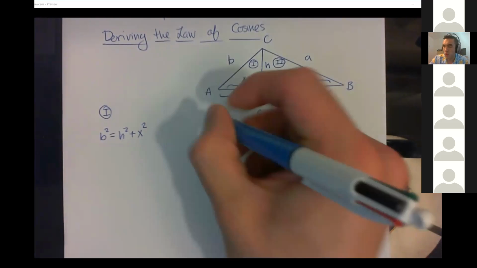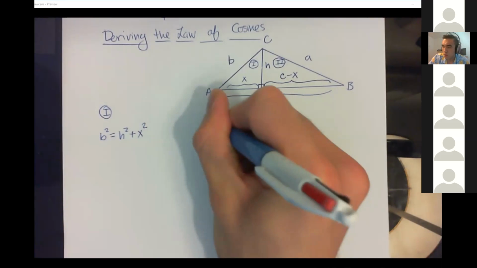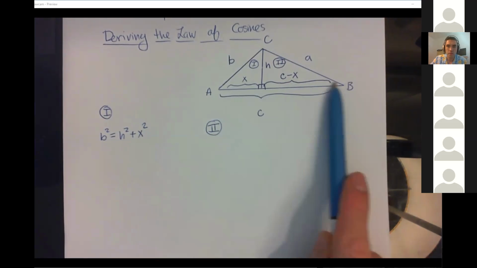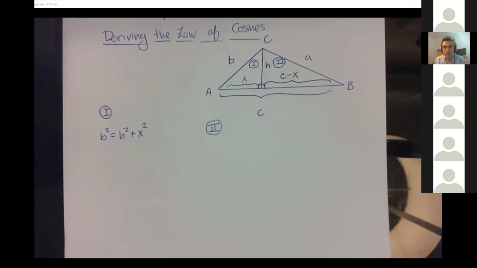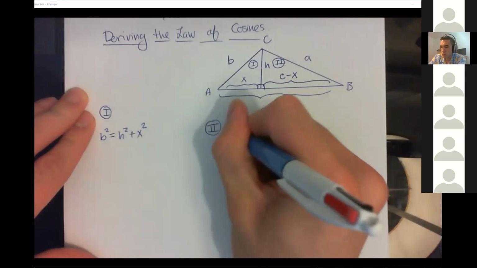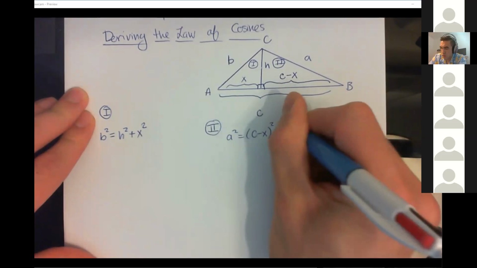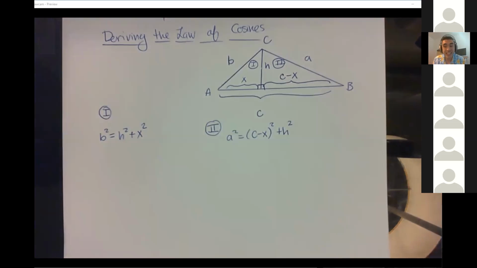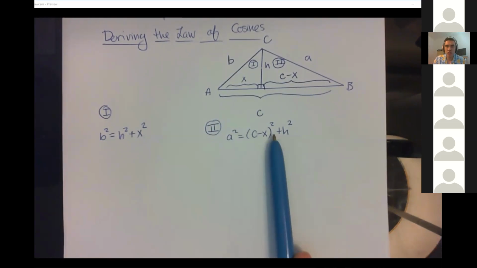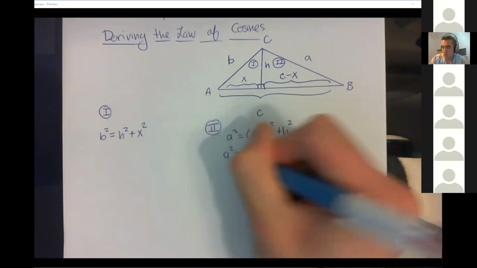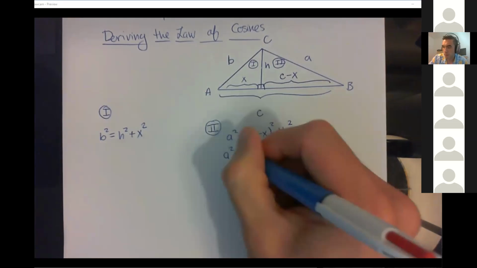Now we're going to do the same thing on the right. We are going to do the Pythagorean theorem here. And so what does the Pythagorean theorem look like for the right-hand triangle? a squared is equal to (c minus x) squared plus h squared. Yes, and here is where the interesting part of the law of cosines comes from. What is (c minus x) squared? You have to FOIL it. You have to do c squared.